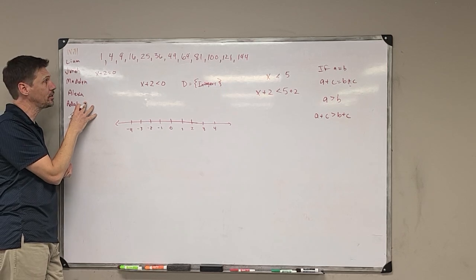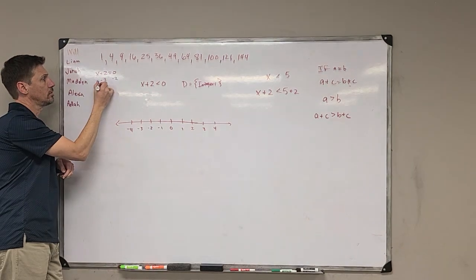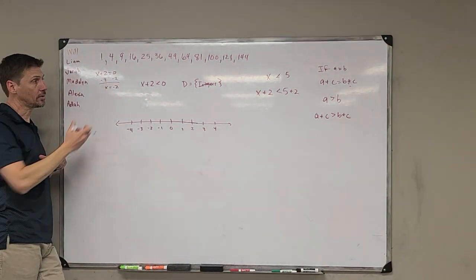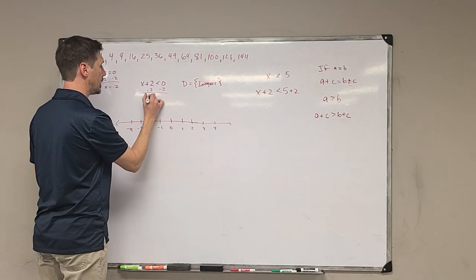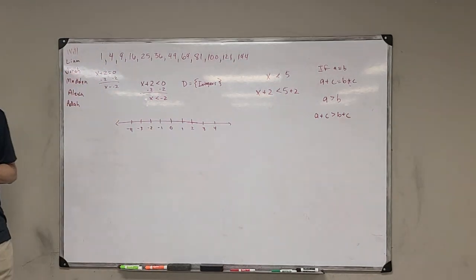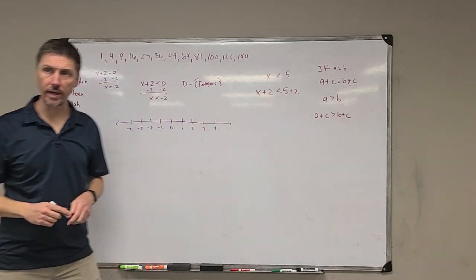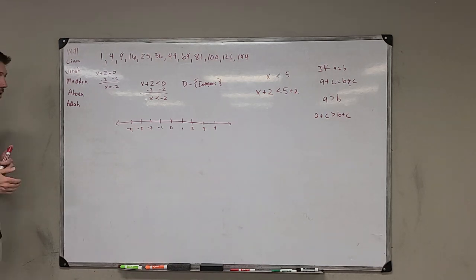We're allowed to do that. And so if I subtract the 2 from both sides, then I get that x is equal to negative 2, right? I'm going to do the same thing here. If I subtract 2 from both sides, then I get x is less than negative 2. Because this rule right here says we can add or subtract something to one side as long as we do the same thing to the other side. Whether it's an equation or an inequality.